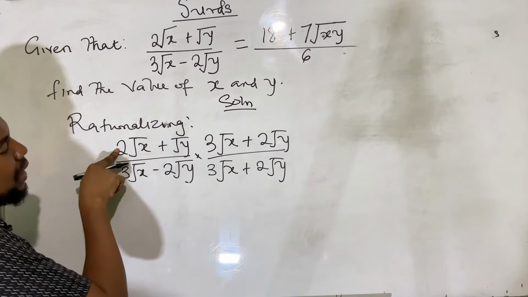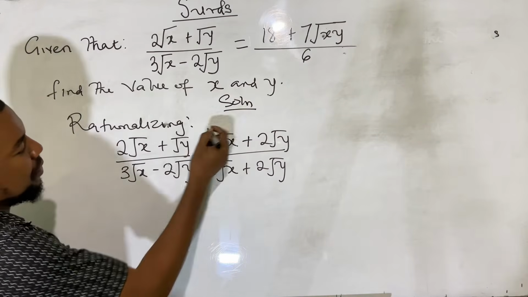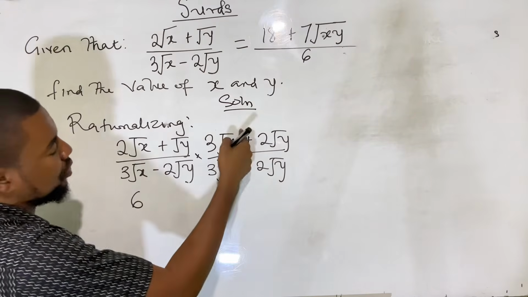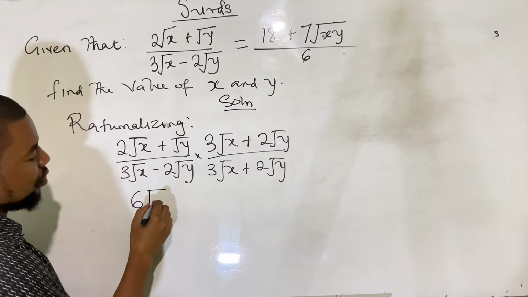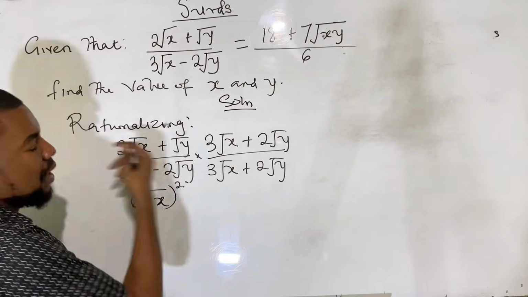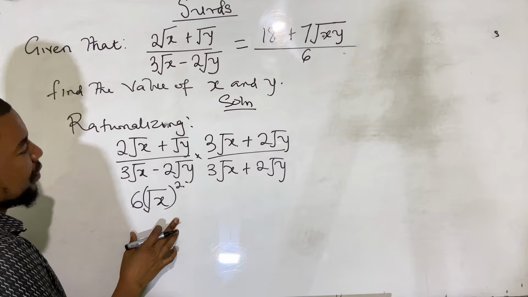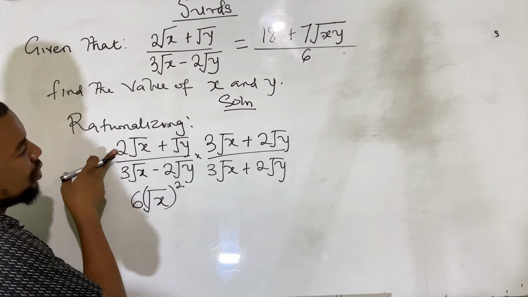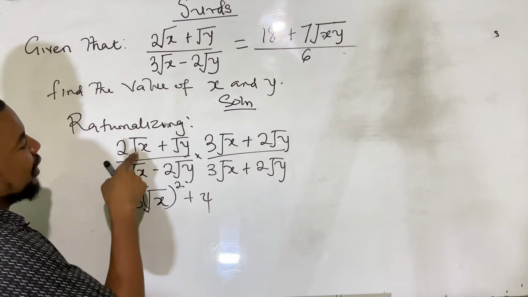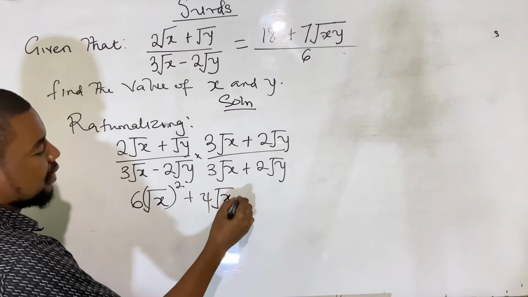So we have 2√x times 3√x: 2 times 3 is 6, and √x times √x gives (√x) squared. Again, we have 2 times 2, that gives us 4. Again, √x times √y gives us √xy.